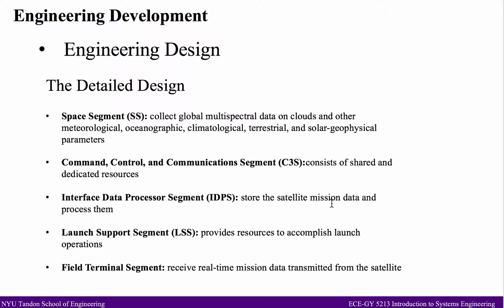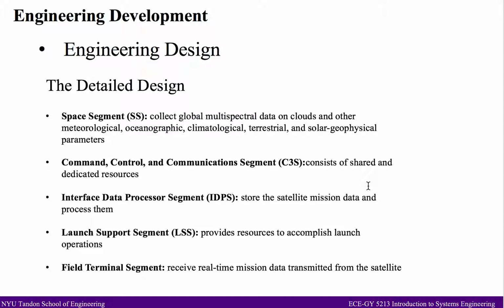So the IPO designed 5 segments for the NPOESS system, which are the space segment, the command, control, and communication segment known as C3S, and the next one is the interface data processing segment. After that is the launch support segment, and the last one is the field terminal segment.